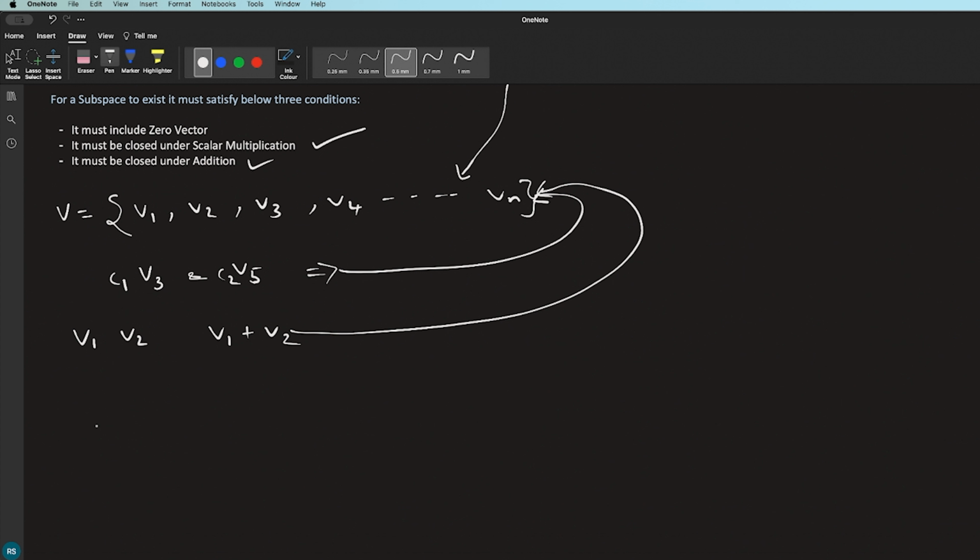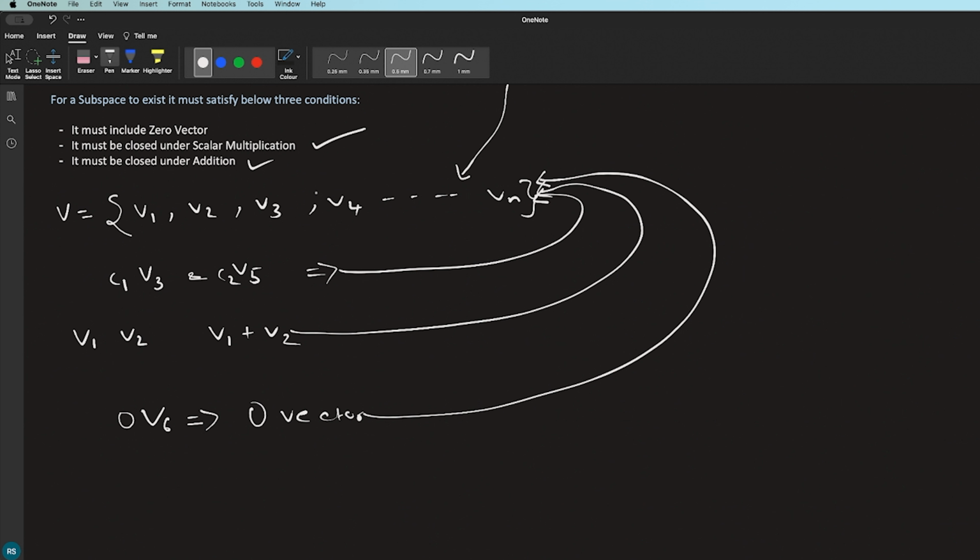How? For the second condition, we have seen that if we multiply any vector in this set with any scalar and the resulting vector also exists in this set, then it must be closed under scalar multiplication. Now I'm taking a vector, for example v6, and multiplying it with the scalar 0. The resulting vector will be the 0 vector, and if this 0 vector also exists in this subset, then this condition is also satisfied. So this is a valid vector subspace.